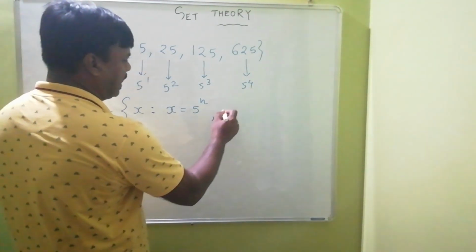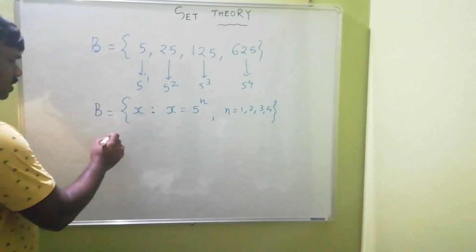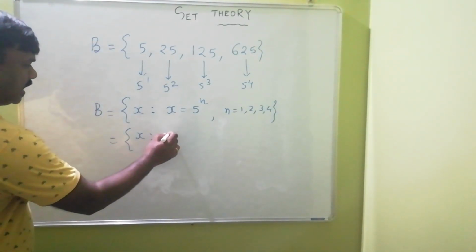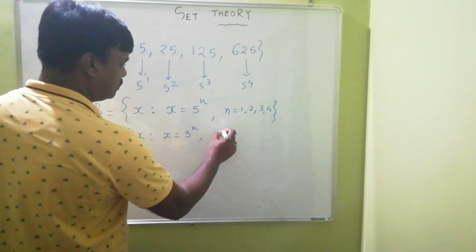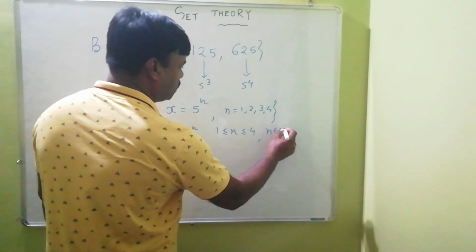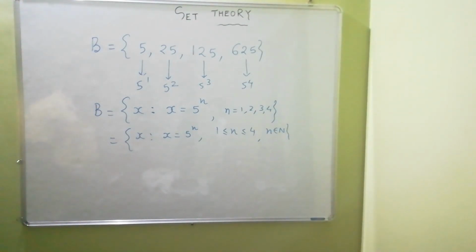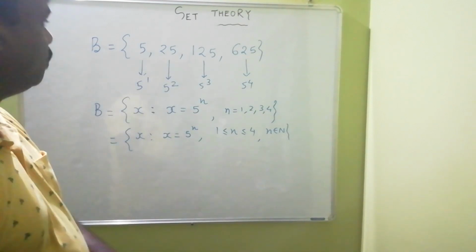आपको लिखना पड़ेगा. अगर कोई ऐसे भी लिख दे कि n equals to 1, 2, 3, 4, this is also correct. अगर मैं लिख रहा हूँ set of all x such that x equals to 5 to the power n and n greater equal 1, smaller equal 4, and n belongs to natural numbers. This is also correct. So there are different ways of writing the elements of a set in the set builder form. Now the question is, why set builder form if we can write in tabular form?